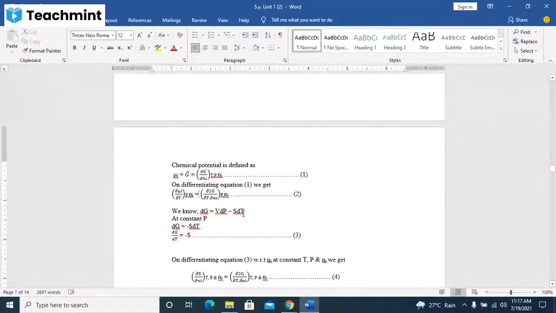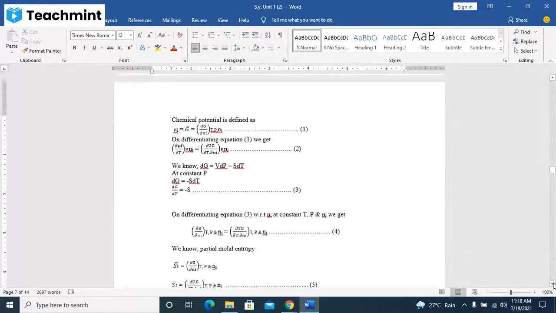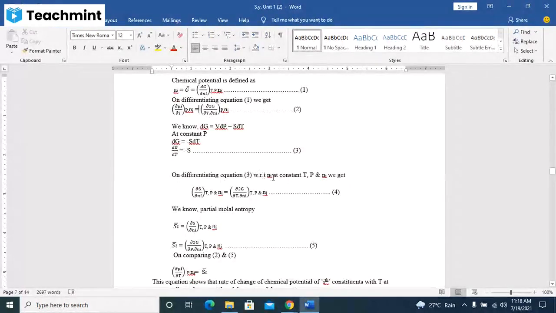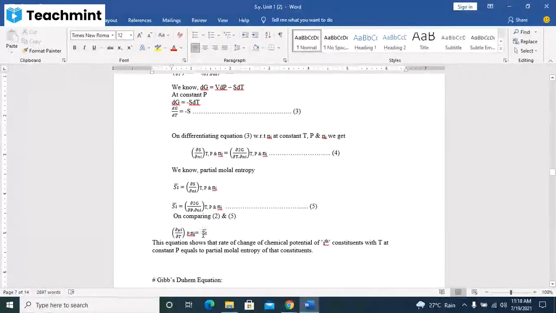We know dG is equal to VdP minus SdT. At constant P, the VdP term will be zero, and minus SdT will remain, so dG by dT is equal to minus S. Differentiating equation 3 with respect to Ni at constant T, P and Nj, we get delta S upon delta Ni at T, P and Nj is equal to d2G by dT into delta Ni. We know the partial molar entropy is given by Si bar is equal to delta S upon delta Ni at T, P and Nj. Therefore, Si bar is equal to d2G upon dT, dNi. On comparing equation 2 and equation 5, you will get delta mu i upon delta T at P, Nj is equal to minus Si bar.